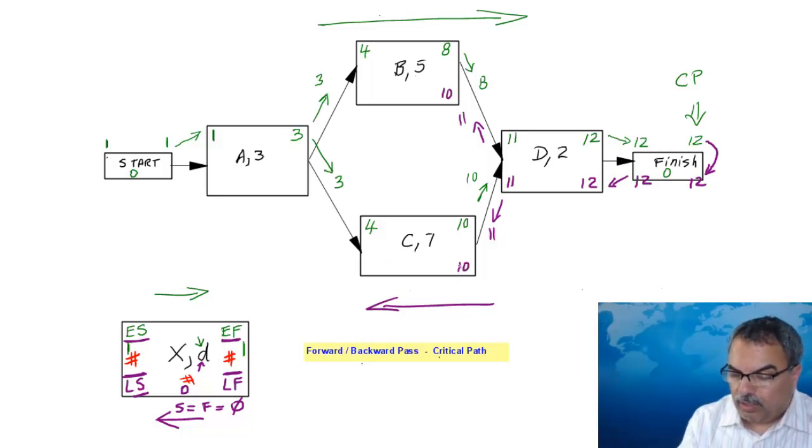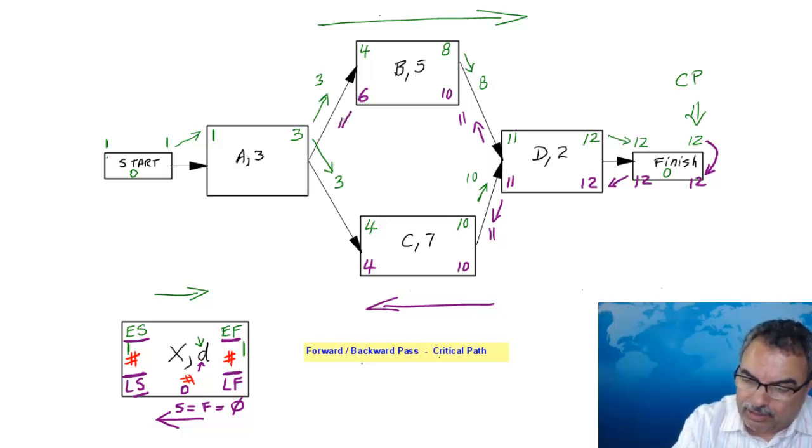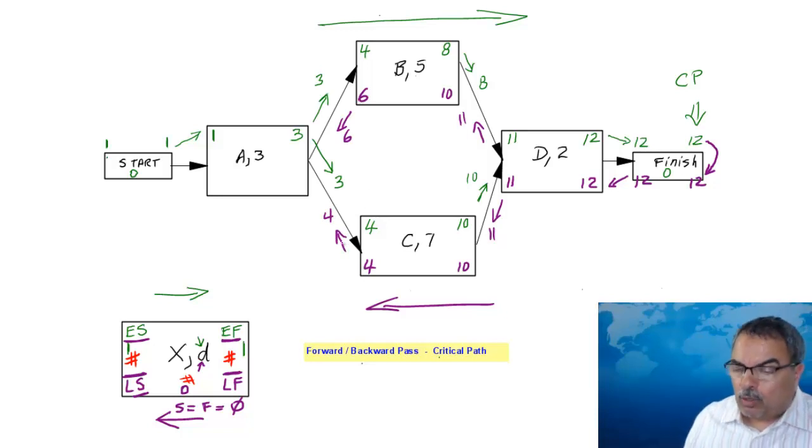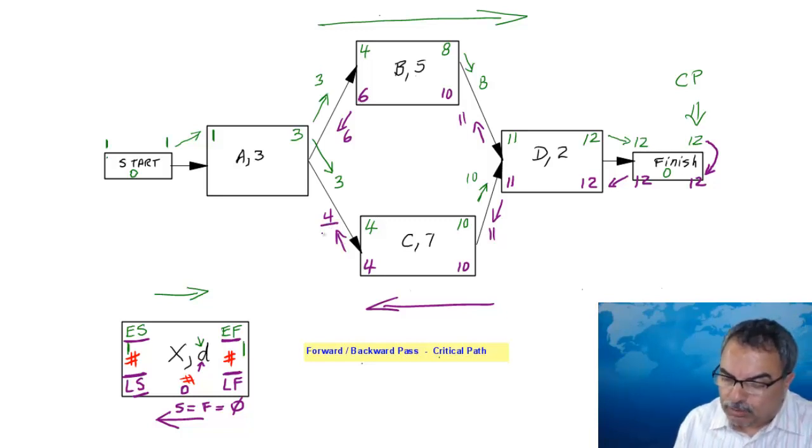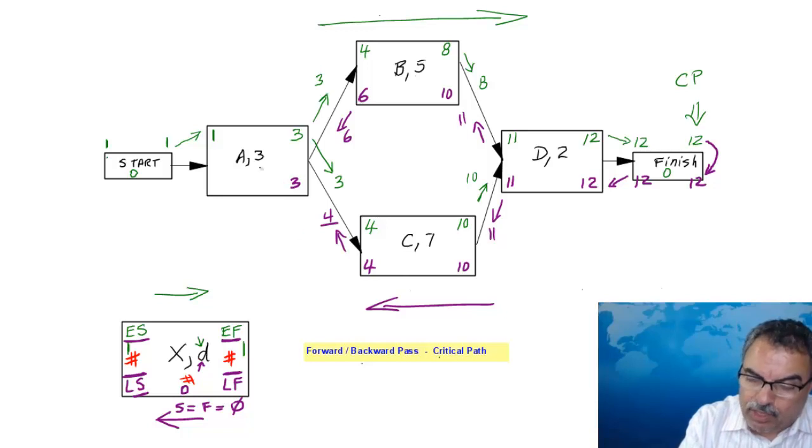On task C now, it's 10 minus 7 is 3 plus 1 is 4. And on task B, it's 10 minus 5, which is 5 plus 1 equals what? 6. Now this 6 is going to come this way, and this 4 is going to come this way. Now when we go backward, the smallest number wins, which means it's the 4, but the 4 is consumed by C, becomes 3. 3 minus 3 is 0, plus 1 is 1. Then this one comes in here, and then 1 minus 0 is 1.